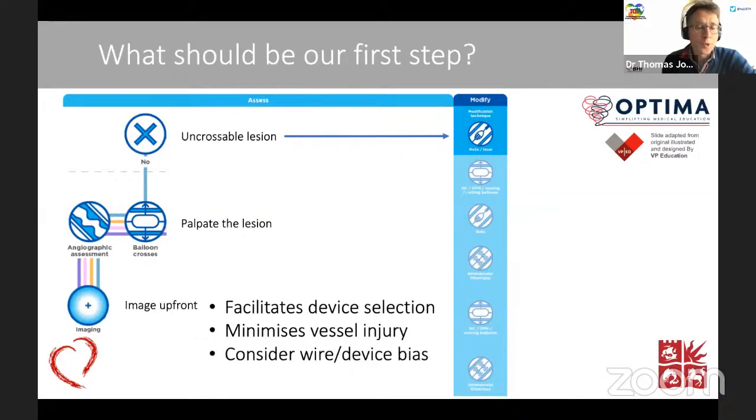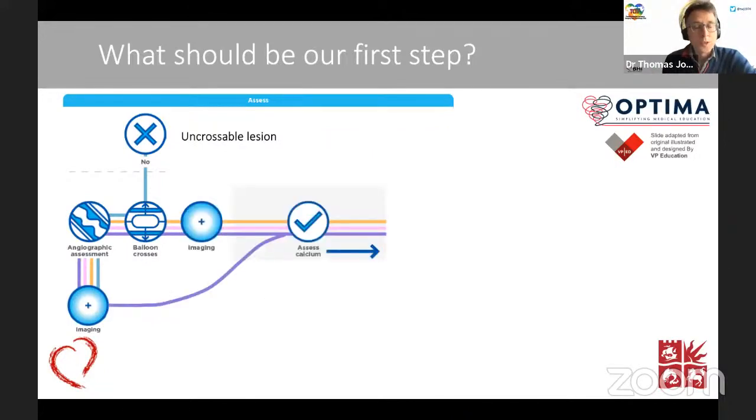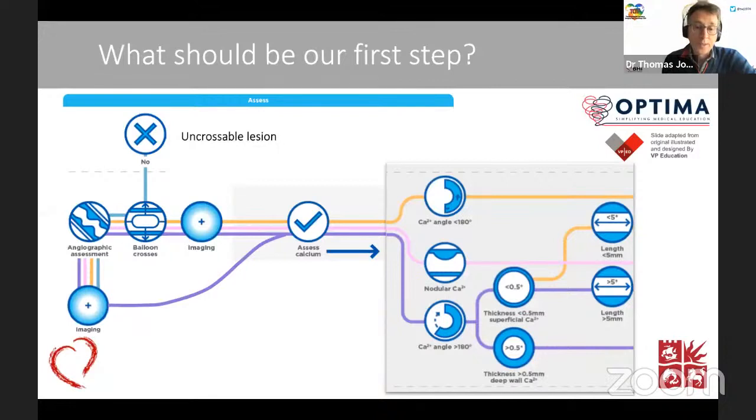So upfront imaging for me has potential benefit in selection of device, in part maybe minimizing vessel injury before making a decision. And we've already heard very nicely in the last presentation about this consideration actually where we see where the imaging catheter sits within the vessel. The bias of the wire and the device gives us some idea about how other devices may interact when we come to utilize them. So the imaging is important then obviously in assessing our calcification. And we've already heard very clearly that there are elements that we need to understand. The arc, if it's less or greater than 180 degrees, the nodularity, the thickness, and these may all then determine the selection of our device.